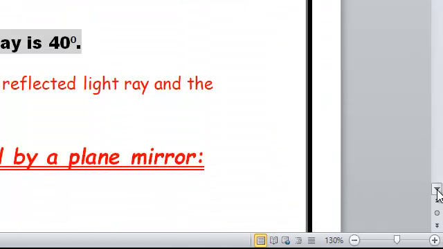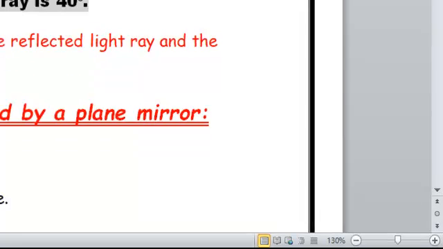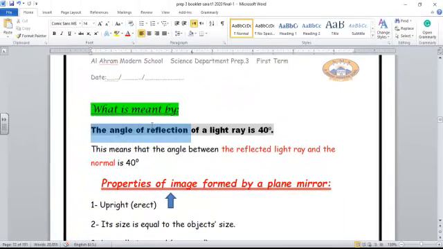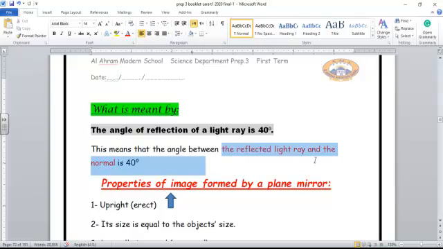Next, what is meant by the angle of reflection? As an example, the angle of reflection equals 40. Here, write the definition: it means that the angle between the reflected light ray and the normal line equals 40.